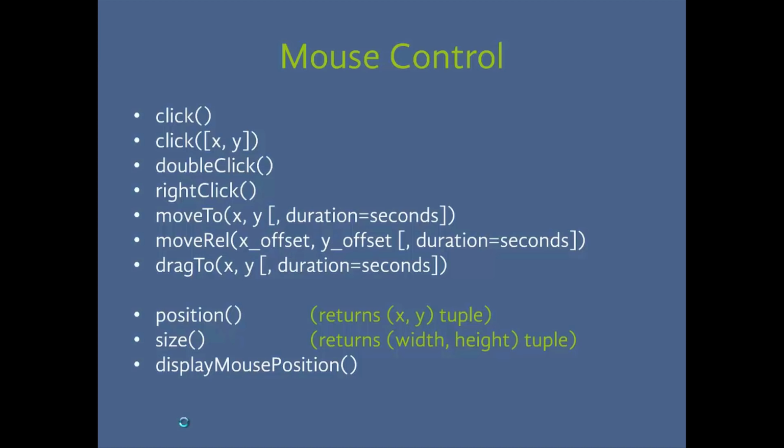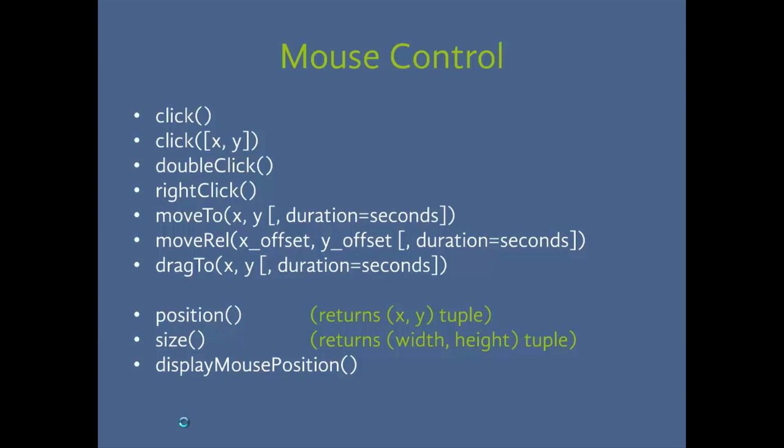If you want to move the mouse to some XY coordinates on the screen, you have moveTo. That'll move it instantly over to that spot. Or you can have it gradually move to the final destination by specifying some duration that it'll take, like 3 seconds to move there. Or if you just want to move it, you know, 10 pixels over to the left, there's moveRel to move it relative to where it already is. And then there's dragTo and dragRel for holding the mouse button down while dragging.